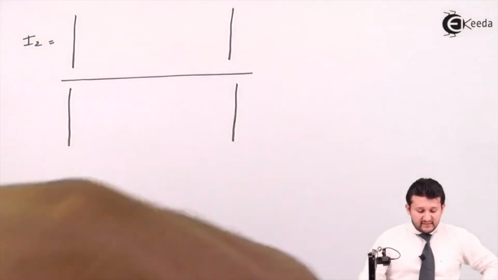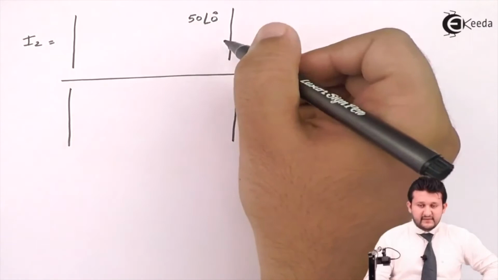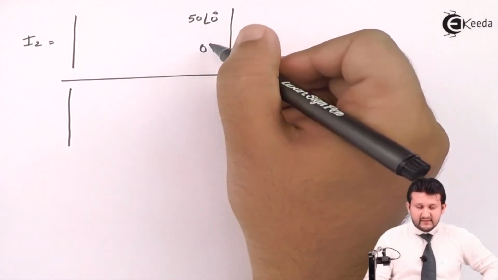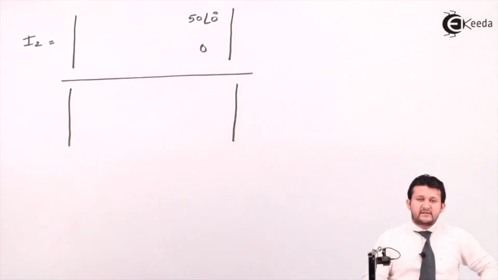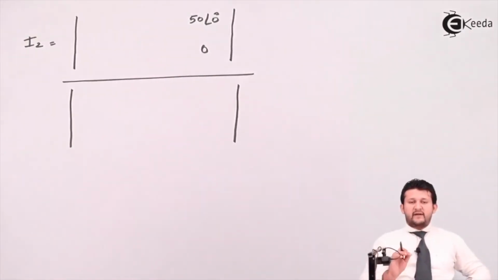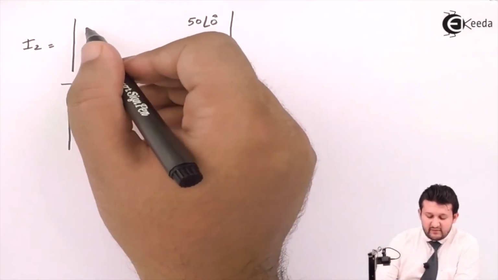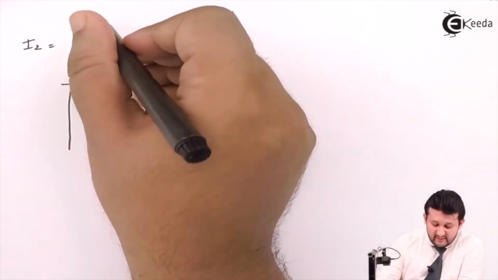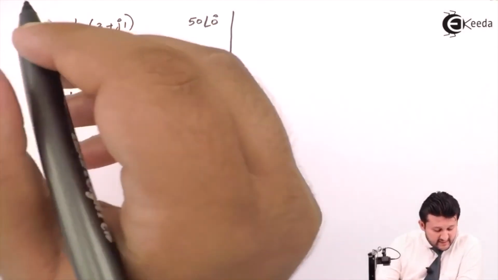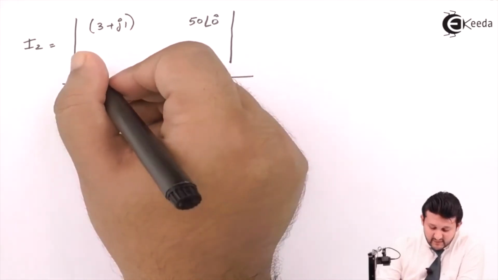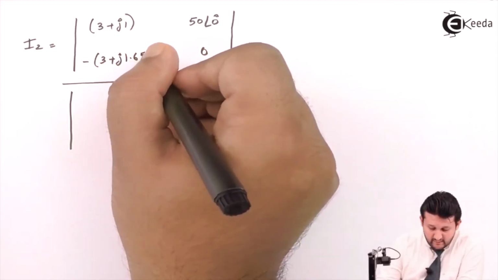In the first case, if I observe carefully, my RHS is 50 angle 0. In the second case, my RHS is 0. Rest of the values you need to fill in are just the coefficients of I1 and I2. So let's fill the values. First, the coefficient of I1 in the first equation is 3 plus J1. And second, the coefficient you got is minus 3 plus J1.65.